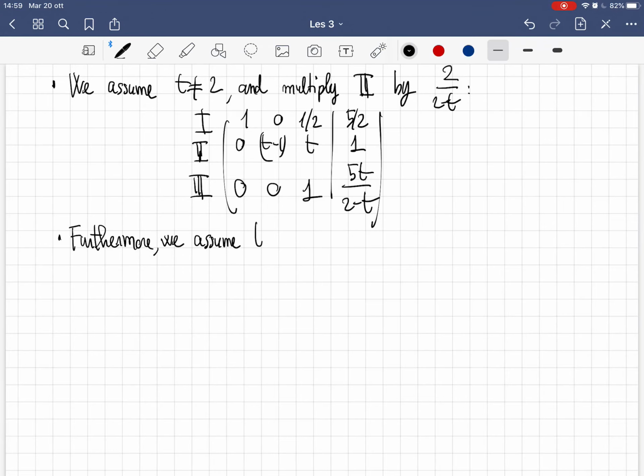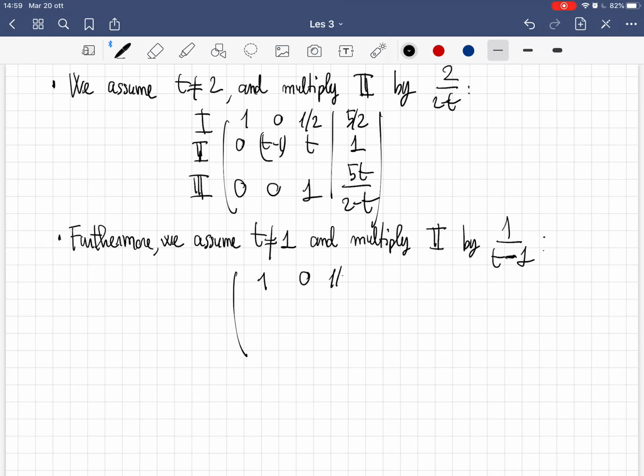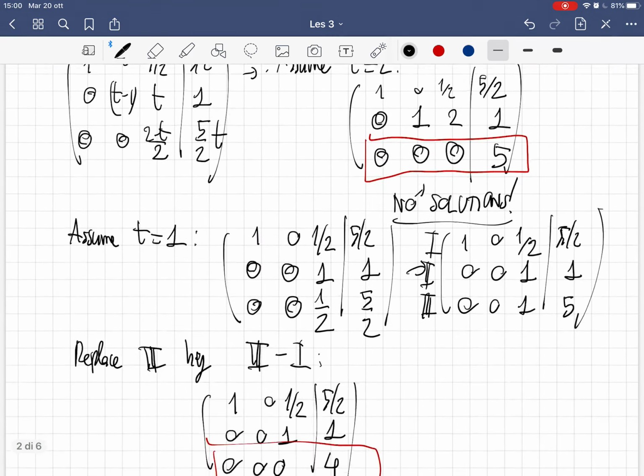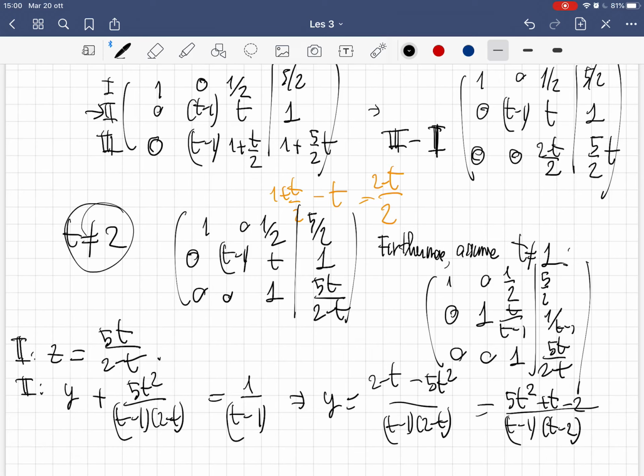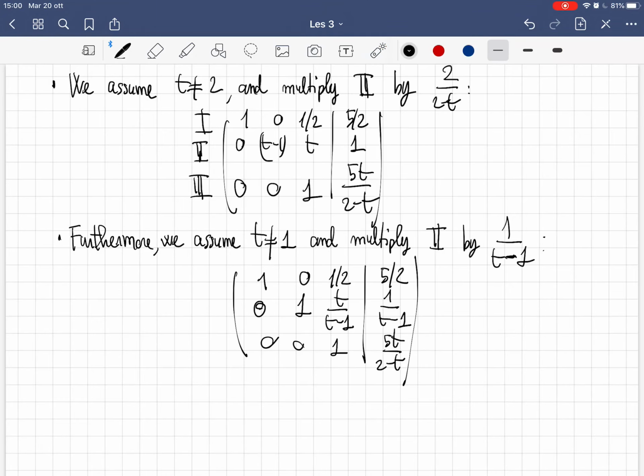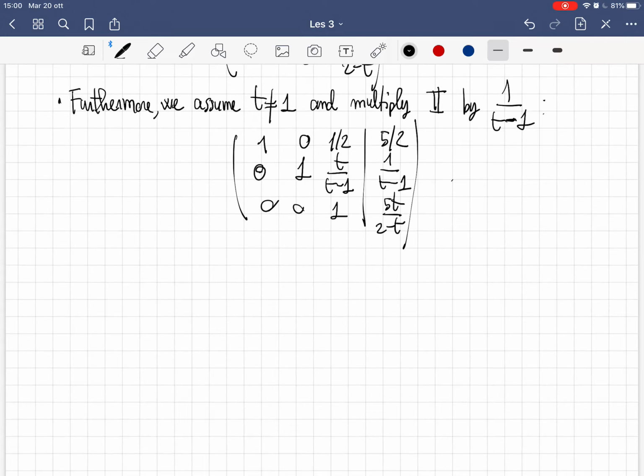And now furthermore, we assume t different from 1, and multiply the second row by this. So you get this. Okay. Very good. Let's check again that this corresponds with what we've done before. It seems so. Here it's, of course, more drafty. 0, 1, t over t minus 1. Yes, it looks okay. Very good.